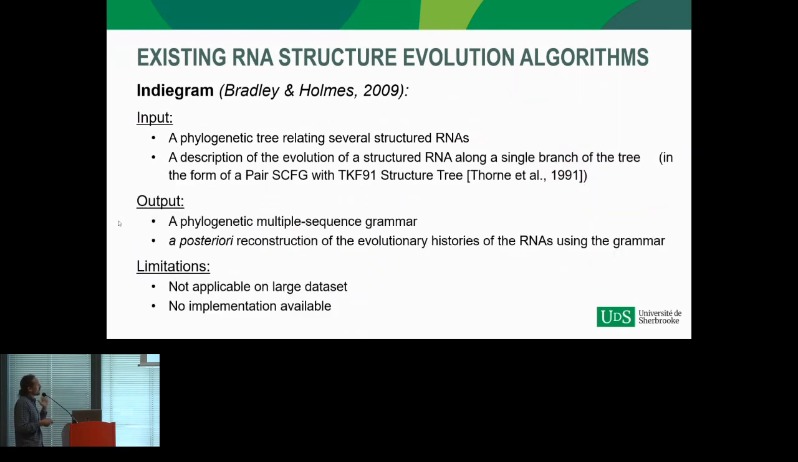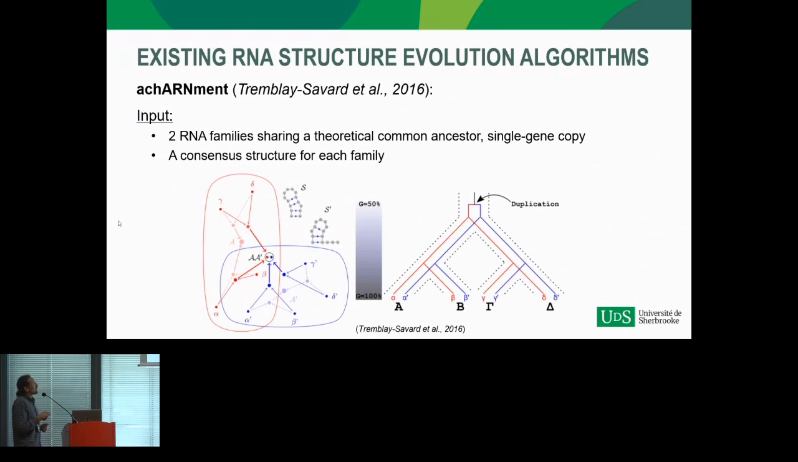And at the end, it will output a phylogenetic multiple sequence grammar, and a posteriori will reconstruct the evolutionary history of the RNA using this grammar. The limitation of this method is that it is not applicable on a large data set, and there was no implementation available for this method. Another one is Ashalman.